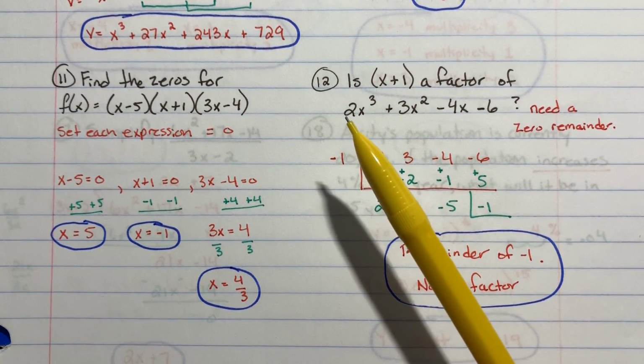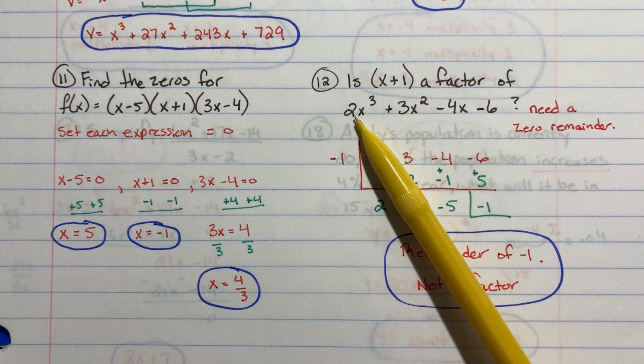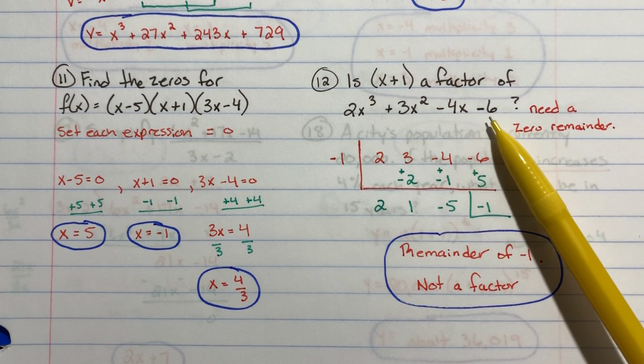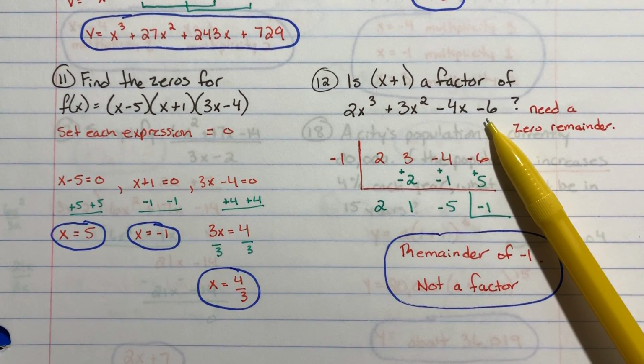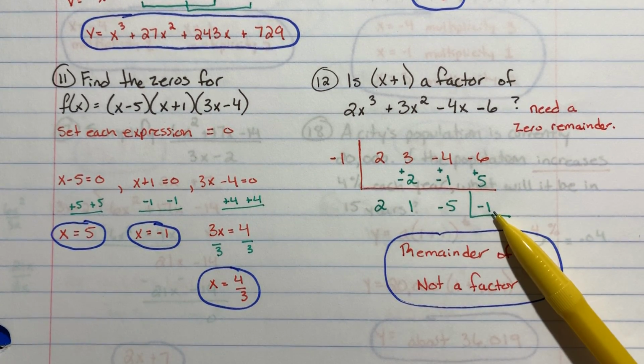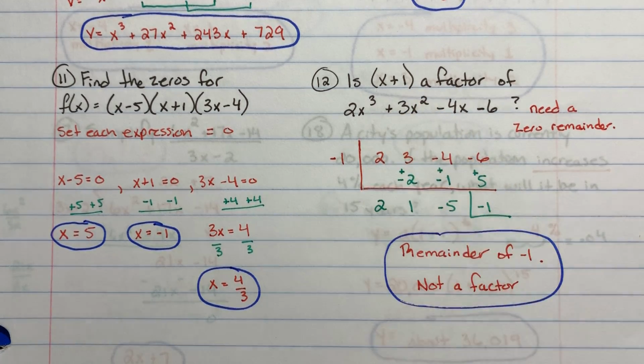All right, and take each coefficient. Make sure you check for any placeholders. Let's see, I've got a coefficient for x to the 3rd, got one for x squared, got one for x, got a constant. I don't need any placeholders. There's no terms missing. And you use synthetic division. We did get a remainder, so that means that this is not a factor.